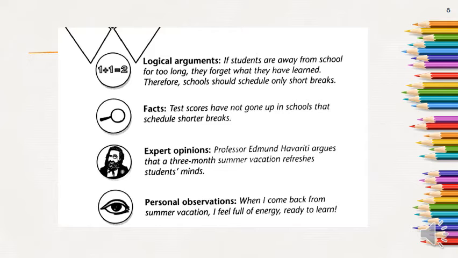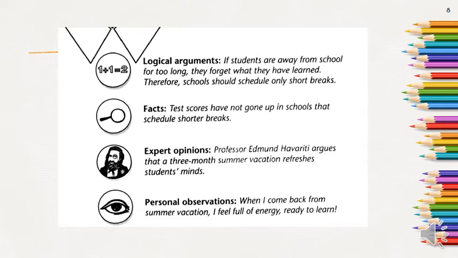For example, you can also mention some scientific facts or life facts. Okay, so yes, we are in the facts. Facts: test scores have not gone up in schools that schedule shorter breaks. So this is a fact. And then you should mention an expert opinion. Professor Edmund Havarti argues that a 3-month summer vacation refreshes students' minds. So this is an expert opinion. You can also mention a famous person's opinion or a teacher's opinion.